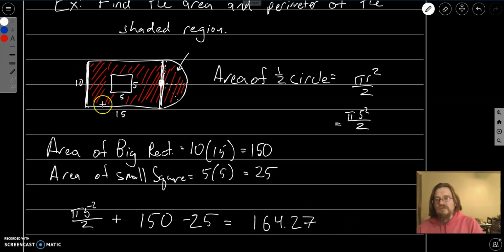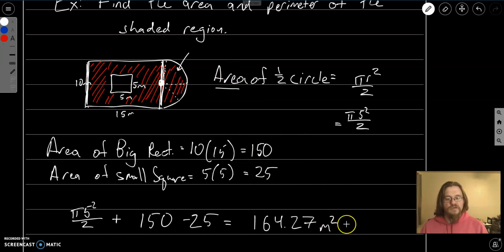And again, I have to be careful here. I haven't given myself any units for this. So if all these distances were meters, then this area here is going to be measured in meters squared, because this is going to be area, and area will be in units squared. So this is how I would find the area of this shape.